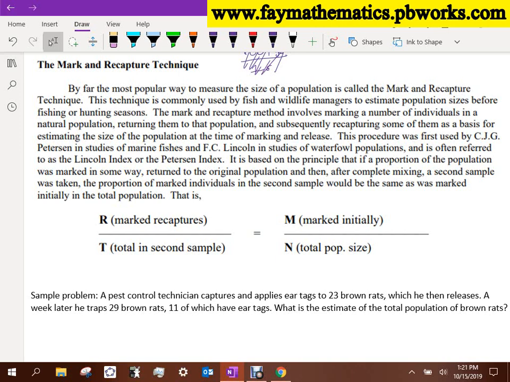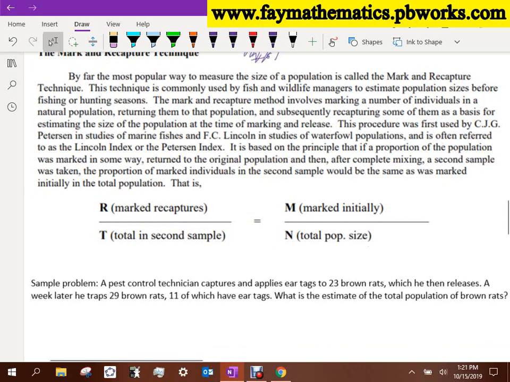So I gave an example down here, talking about rats.